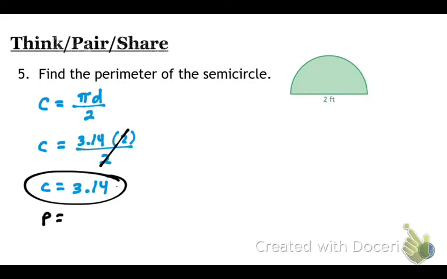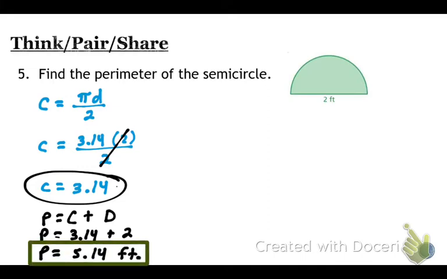Instead, I need to take the circumference plus the diameter. What did we say the circumference was? 3.14. What did we say the diameter was? 2. Which means the perimeter of my circle is 5.14 what? Feet. Okay, so with this one, you want to make sure you always attach the units there.